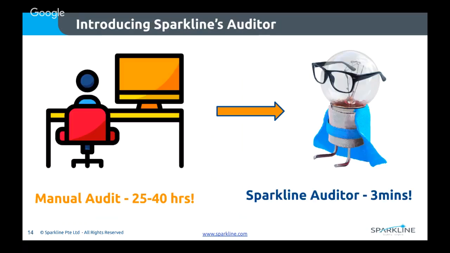So, what do you do about it? We take about 25 to 40 hours to do a manual audit for any implementation, for any property that we are actually partnering with a client or an agency on. But today we have a tool which we want to introduce to you, which is Sparkline Auditor, that reduces this to a few minutes. So without any further ado, let's go under the hood a bit and take a look at what this tool does. And I'd like to hand it over to my colleague Madhu to take it from here.